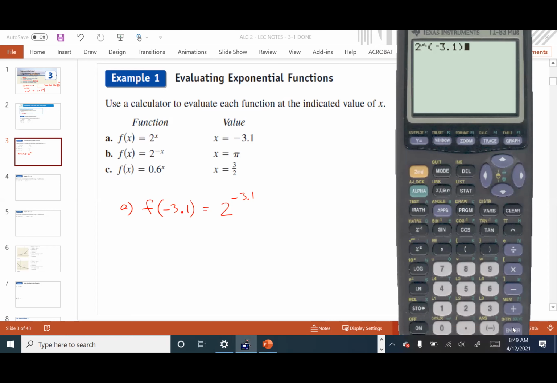Okay, so another thing on your calculator is this guy's a negative button. This guy's a minus button. So those two mean totally different things. So don't get confused between those, okay? One's a subtract button, and one's a negative button. And if I click on here, I should get a 0.116629. Are we good?